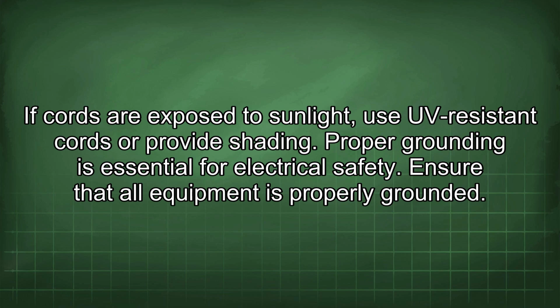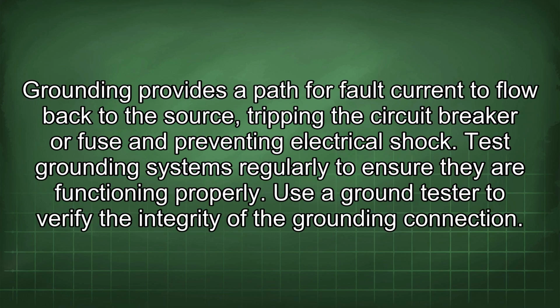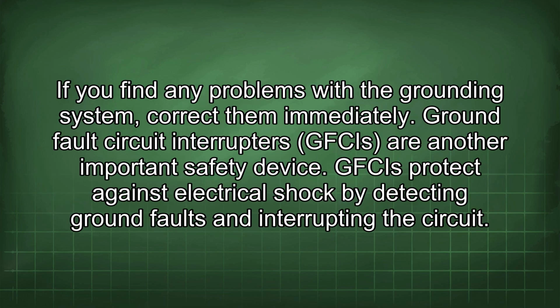Proper grounding is essential for electrical safety. Ensure that all equipment is properly grounded. Grounding provides a path for fault current to flow back to the source, tripping the circuit breaker or fuse and preventing electrical shock. Test grounding systems regularly to ensure they are functioning properly. Use a ground tester to verify the integrity of the grounding connection. If you find any problems with the grounding system, correct them immediately.